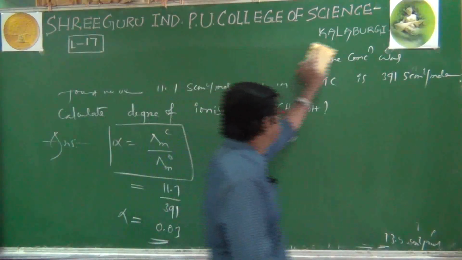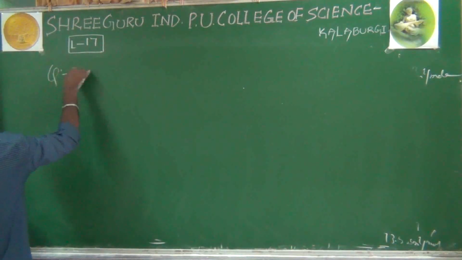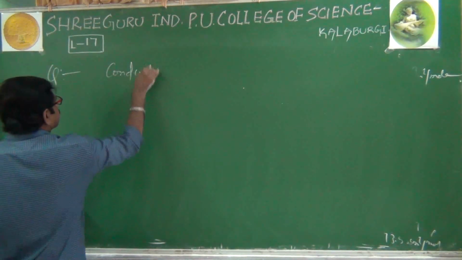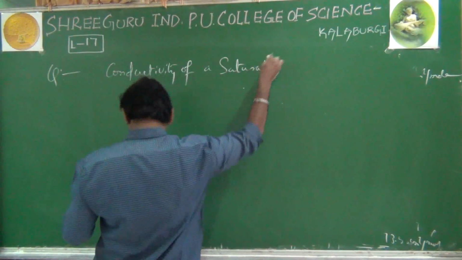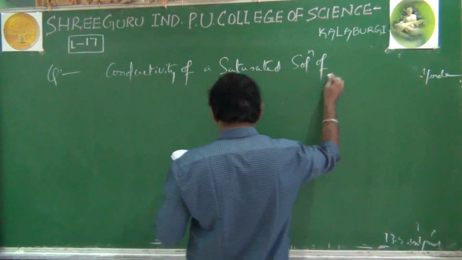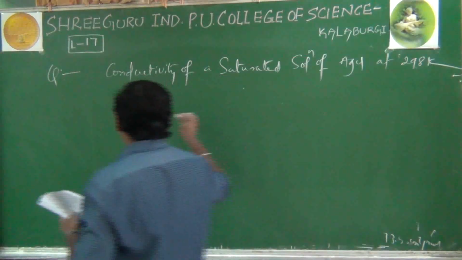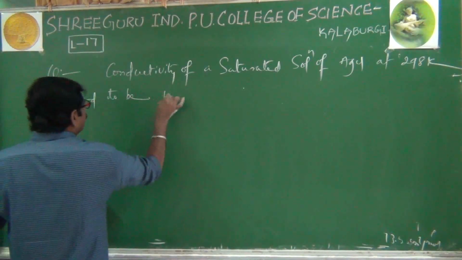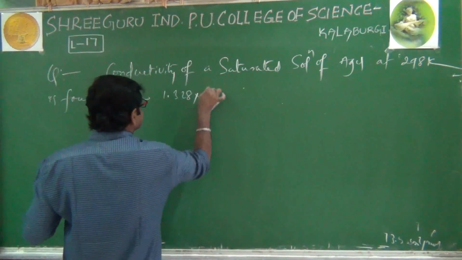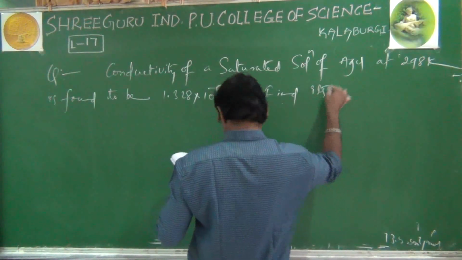Next question. Next question is: conductivity of a saturated solution of AgCl at 298 kelvins is found to be 1.328 into 10 to the power of minus 6 Siemens per centimeter. Find its solubility.